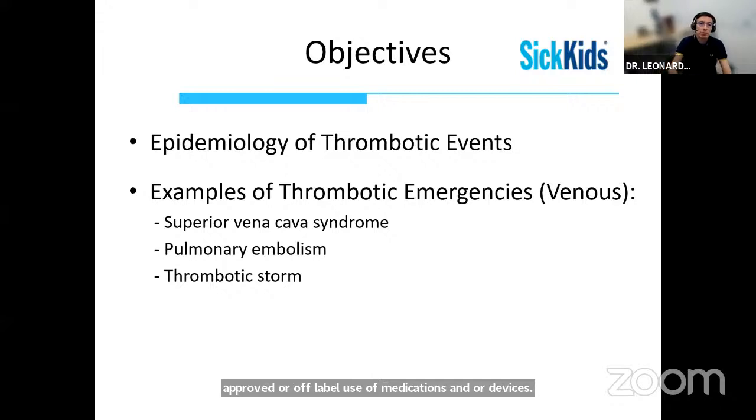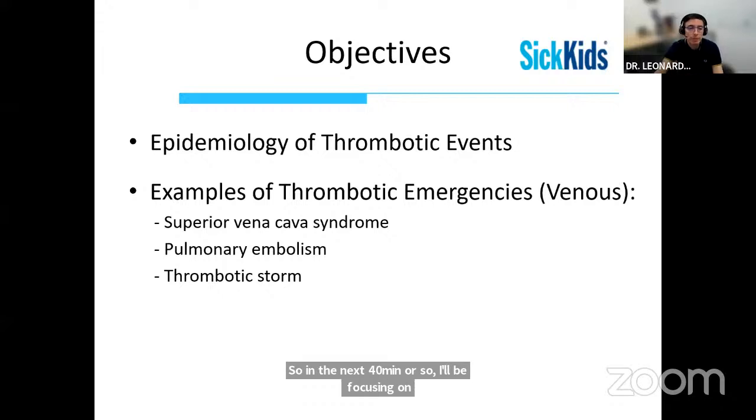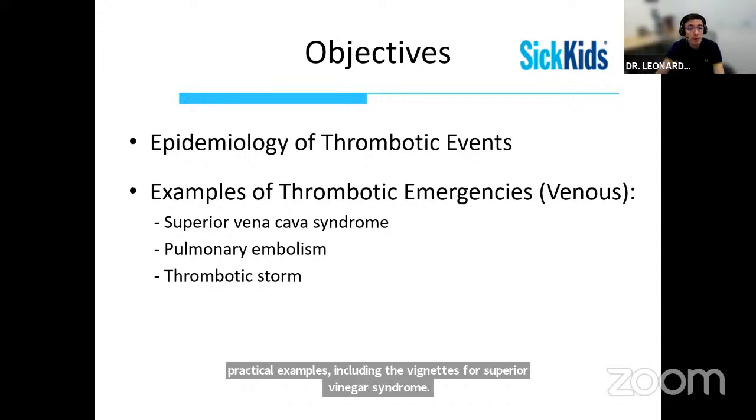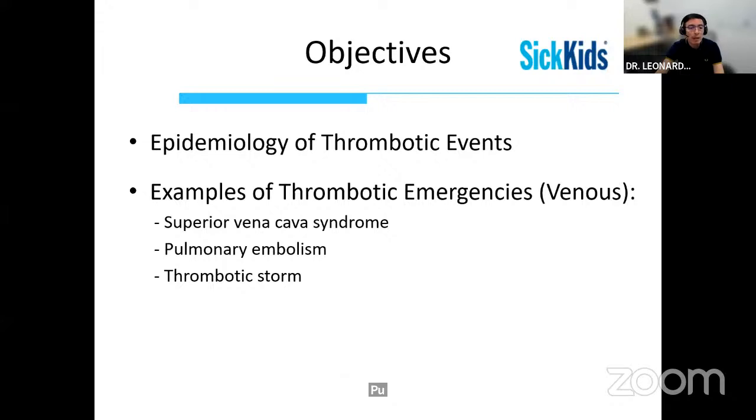So in the next 40 minutes or so, the objectives will be twofold. First, a brief review of the epidemiology of thrombotic events in children before we zoom in on three rare scenarios that certainly represent thrombotic emergencies, with very practical examples, including vignettes for superior vena cava syndrome, pulmonary embolism, and the more elusive term thrombotic storm.